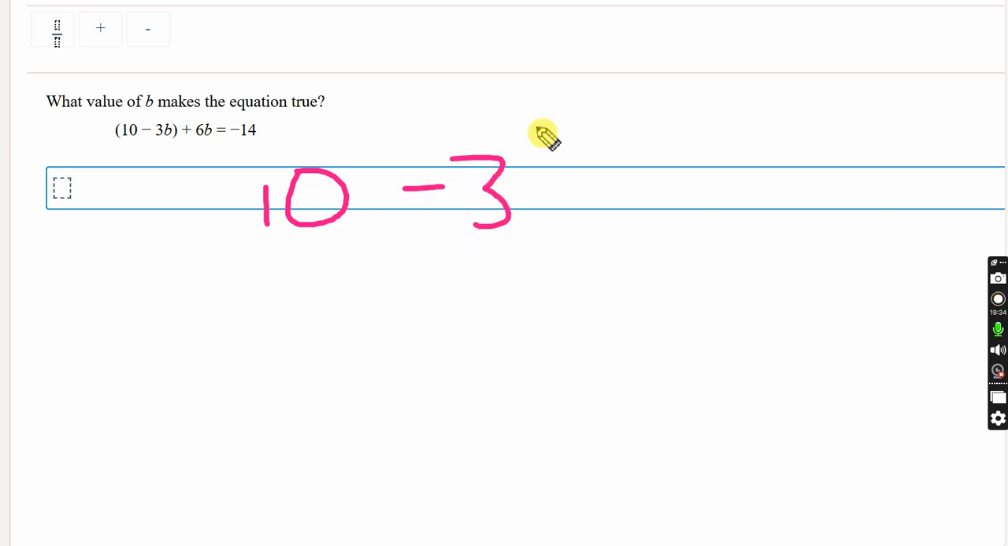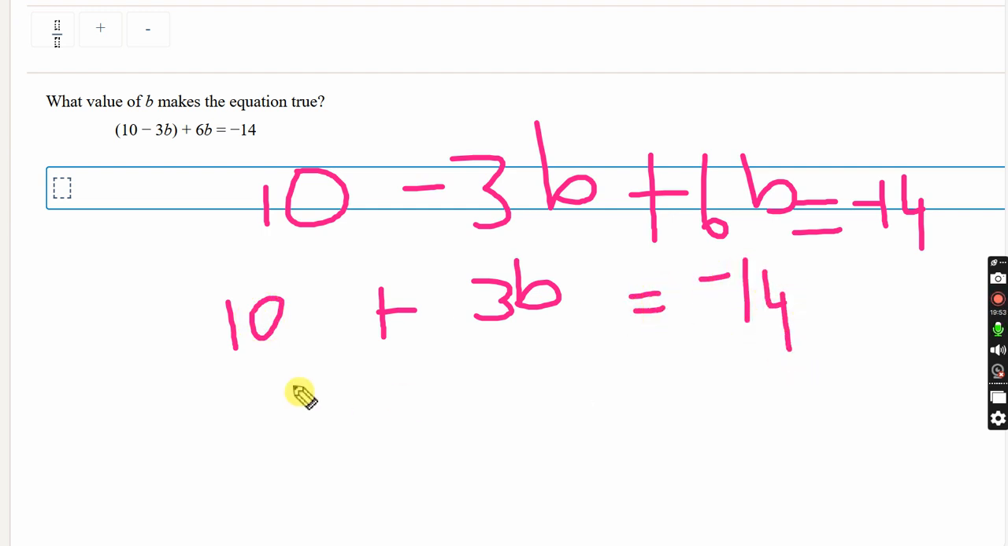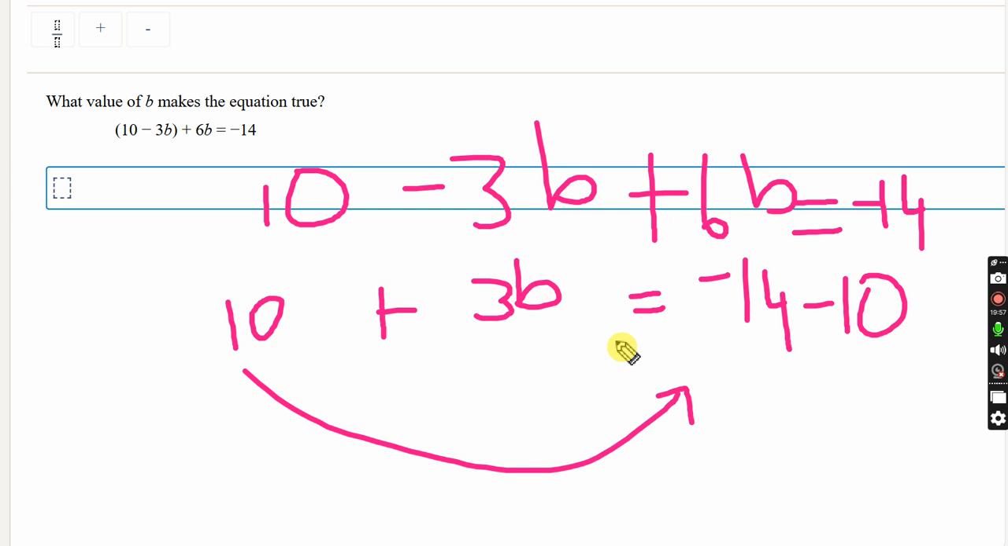Ten minus 3b. Just take it out because there's nothing else you have to do in the bracket. So 3b plus 6b is equal to minus 14. It becomes 3b plus 10. 10 plus 3b is equal to minus 14. Then you take the 10 to the other side. It's positive to the other side, becomes negative. So it becomes negative 24. So 3b is equal to negative 24, right?